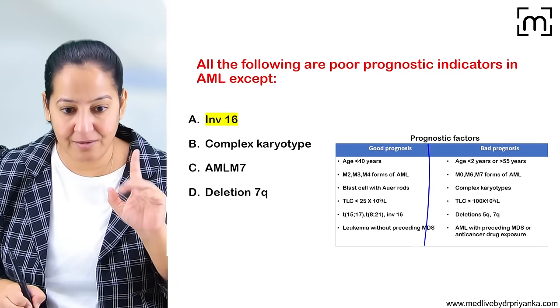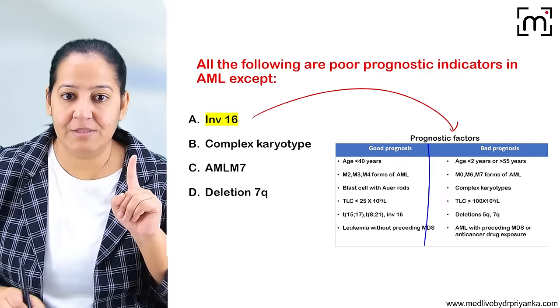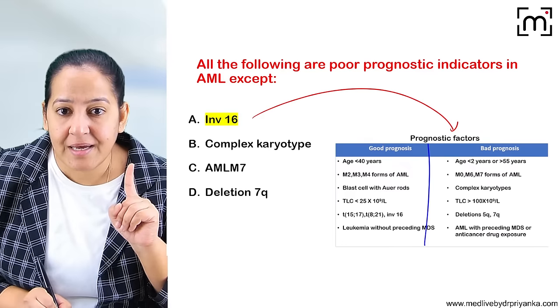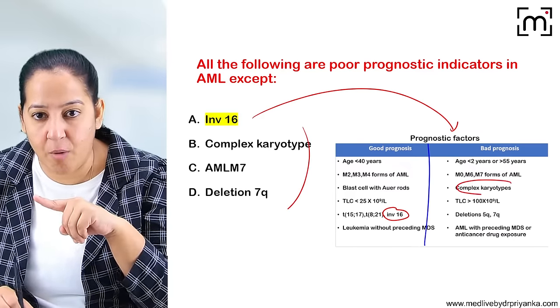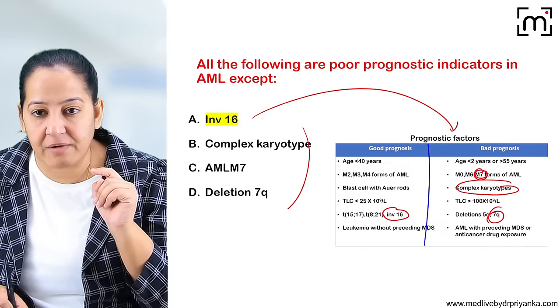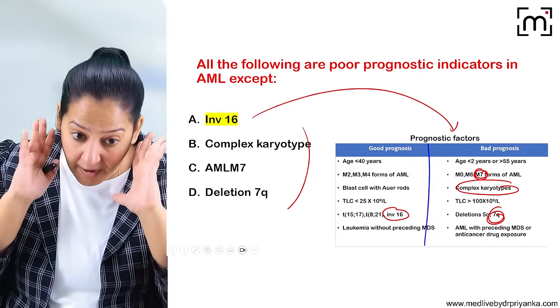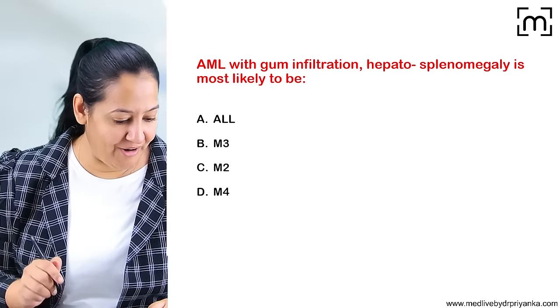Don't judge, don't guess, have a look at this table and then tell me. You can see inversion 16 is on this side, but the remaining three are on that side. You can see complex karyotype, M7 type, and deletion of 7q. They are the bad ones. So basically, you have to learn the prognostic factors. Please, I'm insisting. Yes, you all are right.